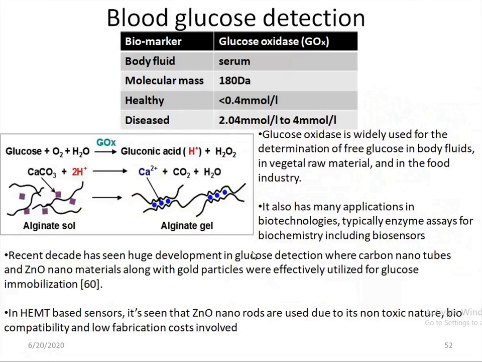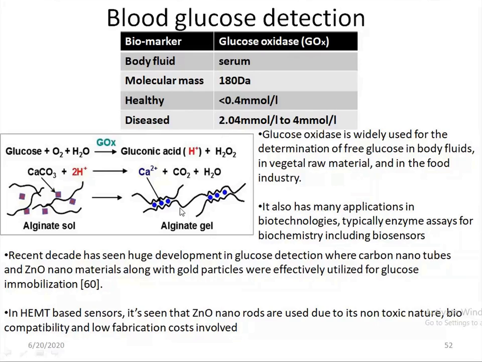Now, this is the first detection that I was interested in, blood glucose detection. This is one of the detections that can be easily done using HEMT devices, because this biomarker is positively charged and has a large concentration of 2.04 to 4 millimole per liter when a person is affected by diabetes, and a very low concentration of less than 0.4 millimole per liter in a healthy person. Using this, we found the effective charge due to this biomarker, introduced it to the device gate, and checked the sensitivity of the device.